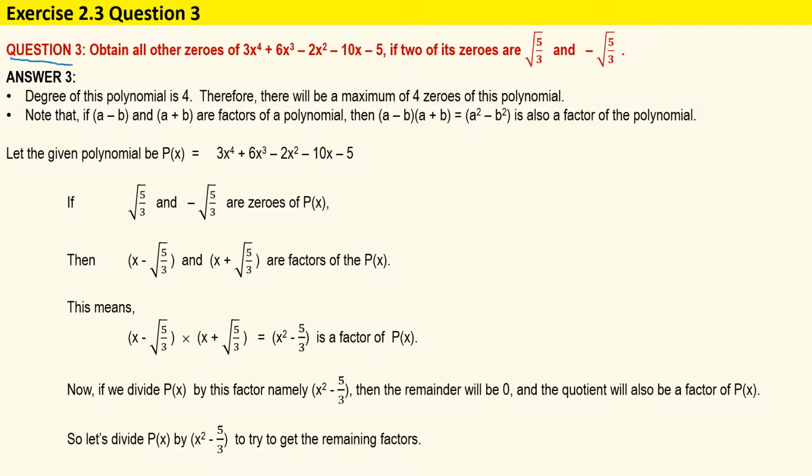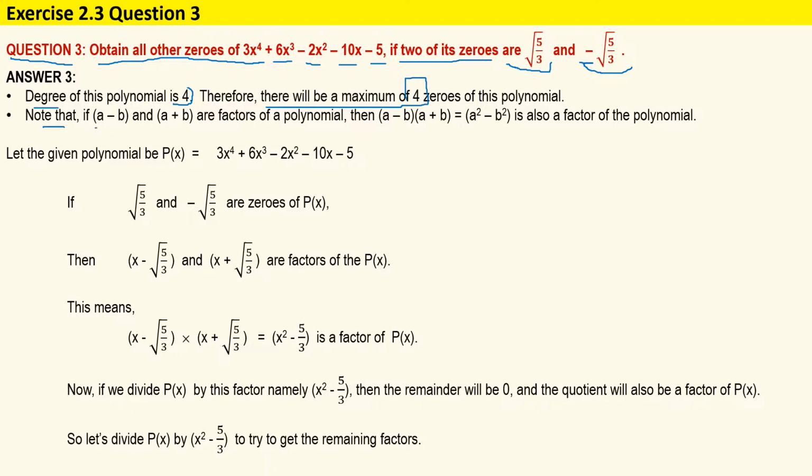Question number 3 states: obtain all other zeros of the polynomial 3x raised to power 4 plus 6x cube minus 2x square minus 10x minus 5, if two of its zeros are square root of 5 by 3 and minus square root of 5 by 3. We note that the degree of this polynomial is 4. Therefore, the maximum number of zeros that this polynomial can have is 4.